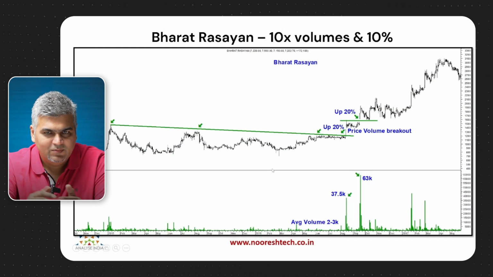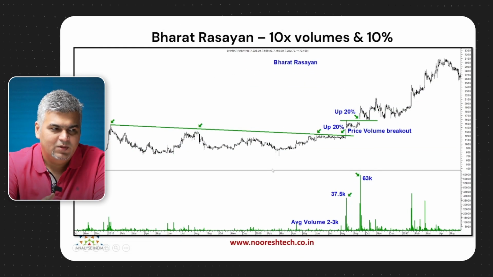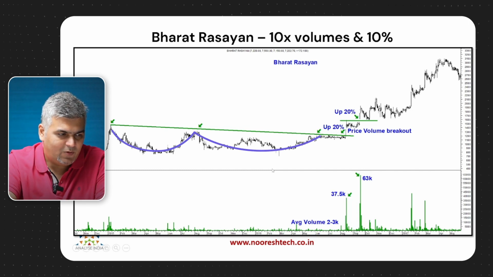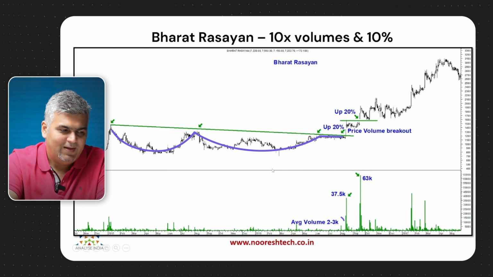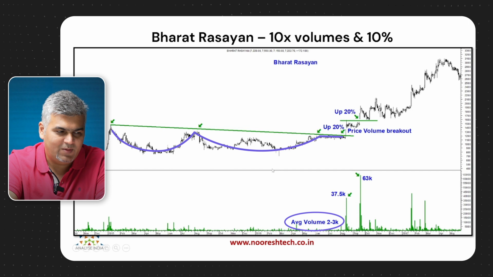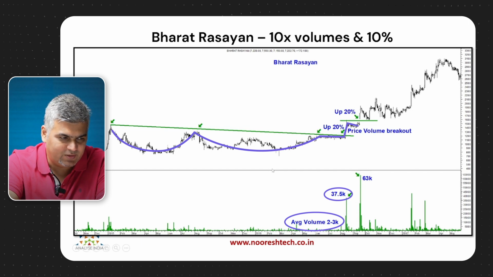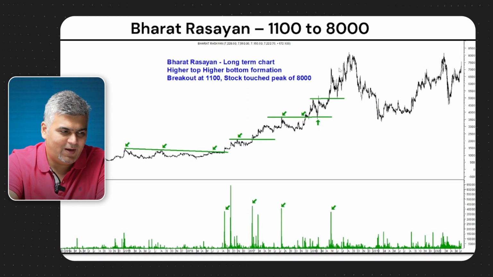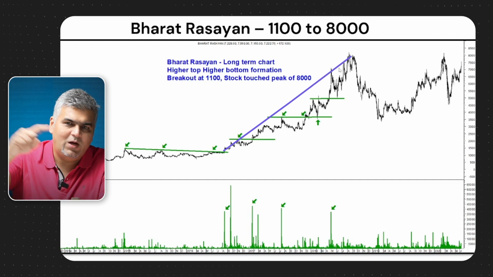One more example: that was chemicals, and this is a company in agrochemicals. A nice sloping cup and handle breakout, a very tight consolidation here, average volume 2-3,000 shares, becomes 37,000 shares on the first breakout. It goes up 20, 25, 30%, from 1100 to 1500, and makes a flag formation here. Again a volume bump up, now on this breakout it is 63,000 shares, again goes up 20%, does a retest, makes a channel move and continues. Eventually Bharat Rasayan went from 1100 to almost 8,000 rupees in this trend, and it gave you multiple opportunities.